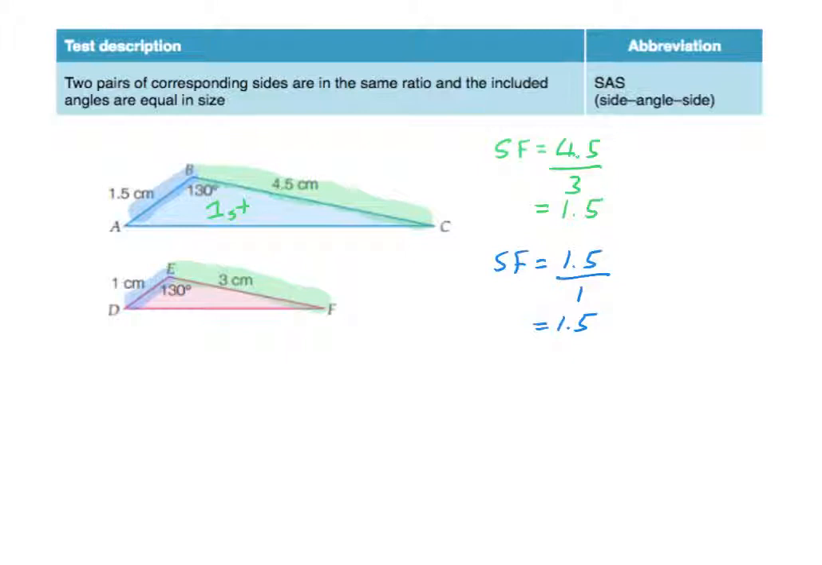Now I need to make sure that I've got the same angle between them. So between AB and BC is angle 130, and between DE and EF is 130. So I've got the same size angle between my two sets of corresponding sides that have the same scale factor. So I can use the side angle side rule to prove that those two triangles are going to be similar.